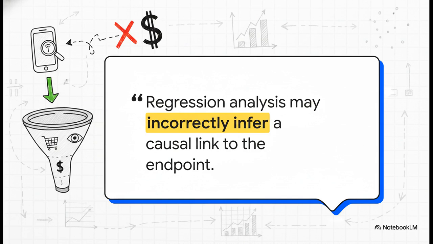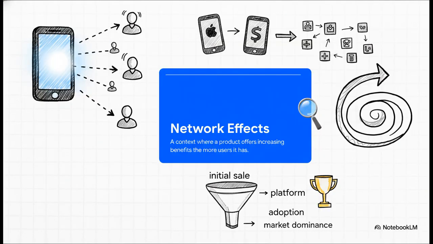Basically, assuming a specific feature, like the rounded corners of a smartphone or a tap-to-zoom function, directly caused a multi-$100 sale without actually testing the conversion funnel can wildly inflate your damage calculations. To truly understand damages here, we have to define network effects. This is a context where a good or service offers increasing benefits the more users it actually has.